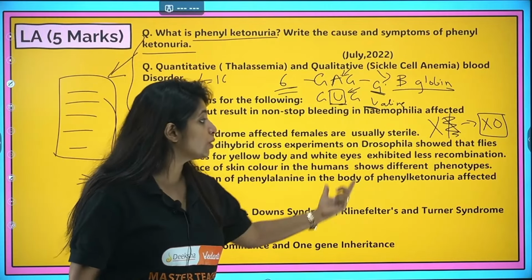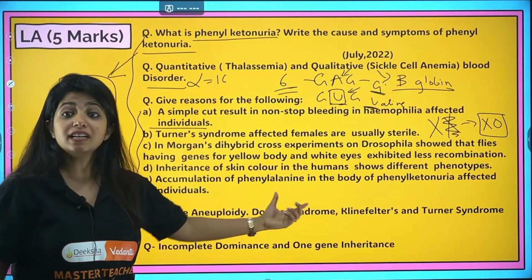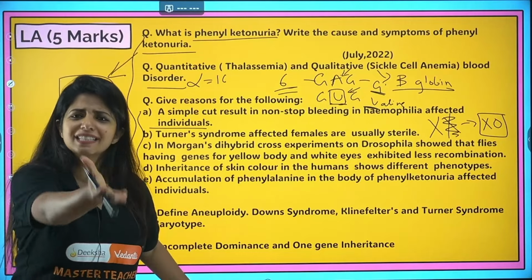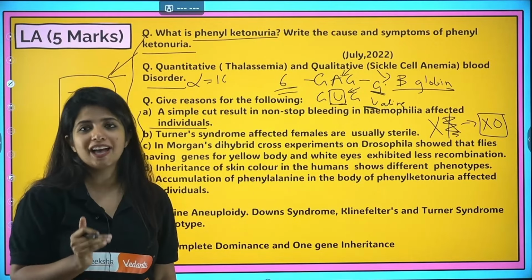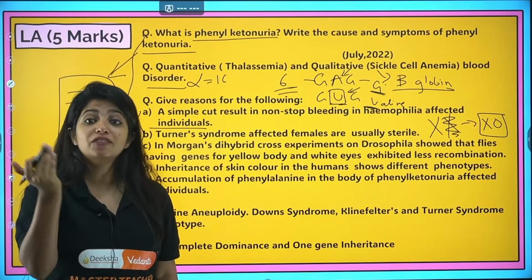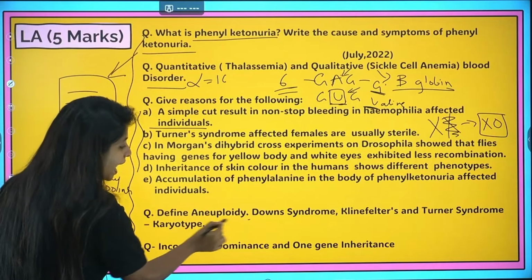Accumulation of phenylalanine in the body of phenylketonuria affected individuals. Why does accumulation happen? Because the enzyme is not produced, which is responsible for conversion of phenylalanine to what? Tyrosine. What is that enzyme? Phenylalanine hydroxylase. Mention that. Now you have to define aneuploidy.